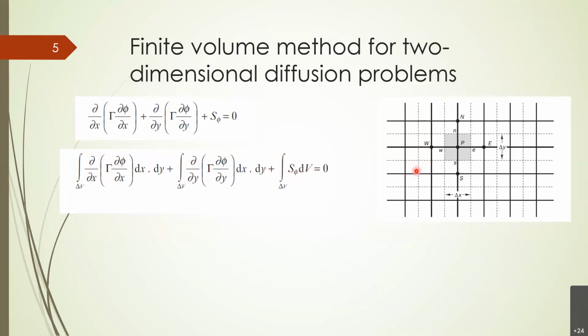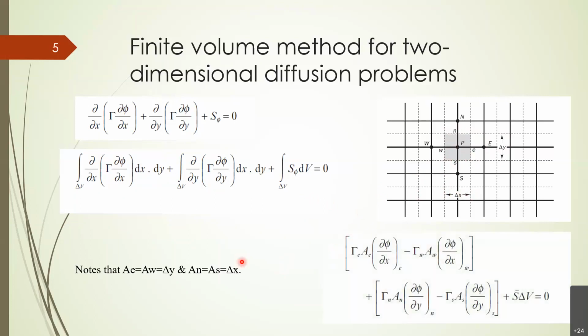But right now, let's just notice something. Notice that the area for AE, this is the area for AE, is the same area as for AW, and it's the same value of delta y. Same thing with AN, the area for AN is equal to the area of AS, also equal to delta x. So from that, we can rearrange this equation after we integrate.